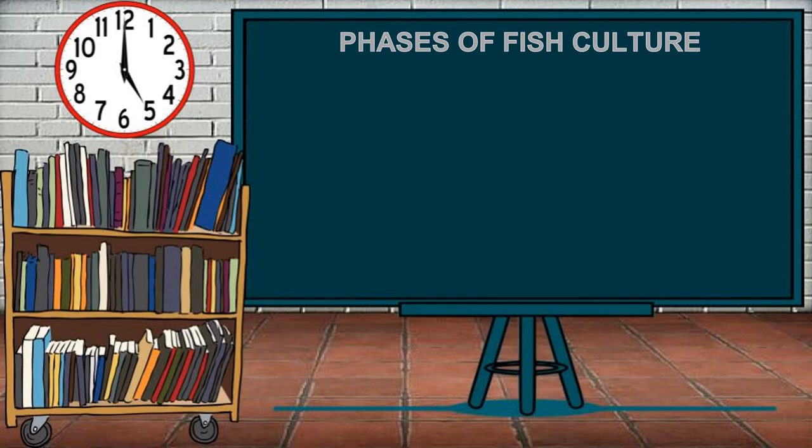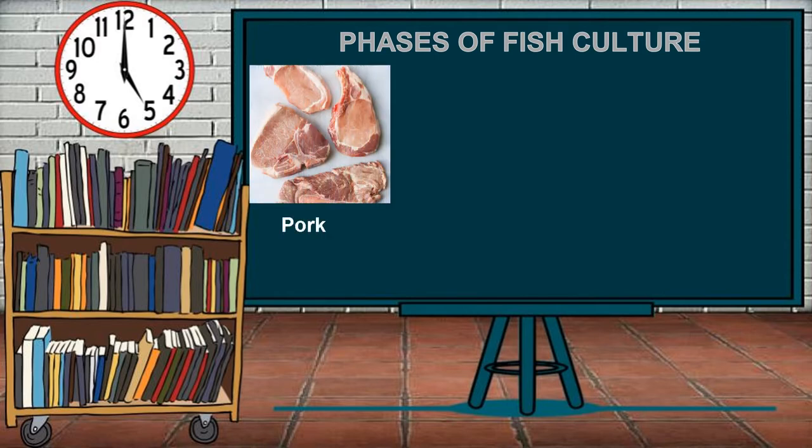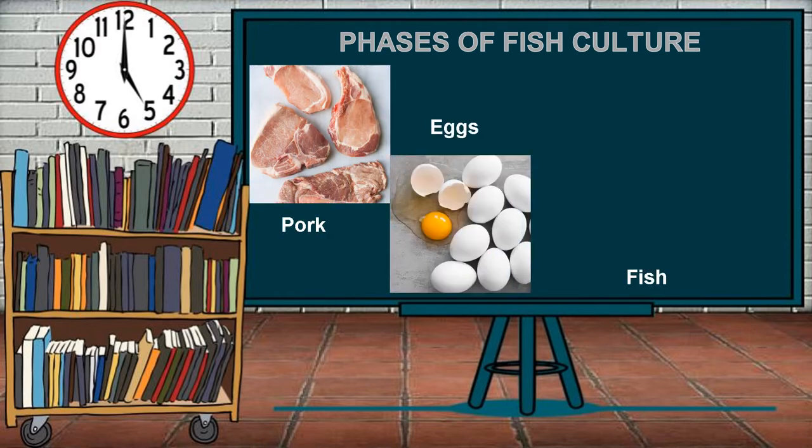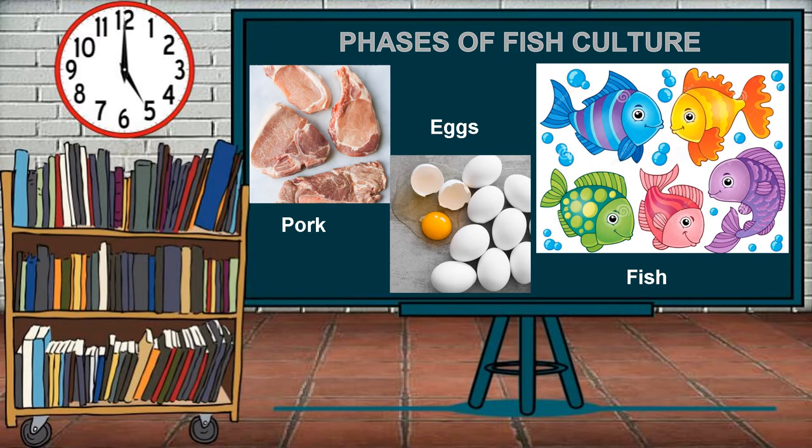Phases of fish culture. Like meat, pork, and eggs, fish is a very important dish in our daily meal. Fish provides the protein in the diet of most Filipinos. In business, fish cultivation is a good source of income in terms of exports. It is also a source of feeds for poultry. Part of the feeds for domestic fowls that are not derived from plants come from fish, fish byproducts, and other aquatic animals.